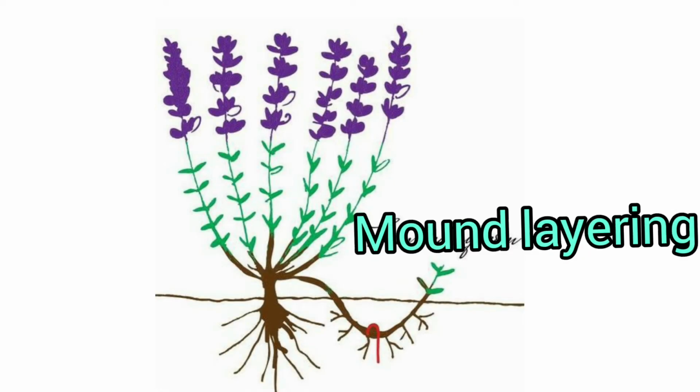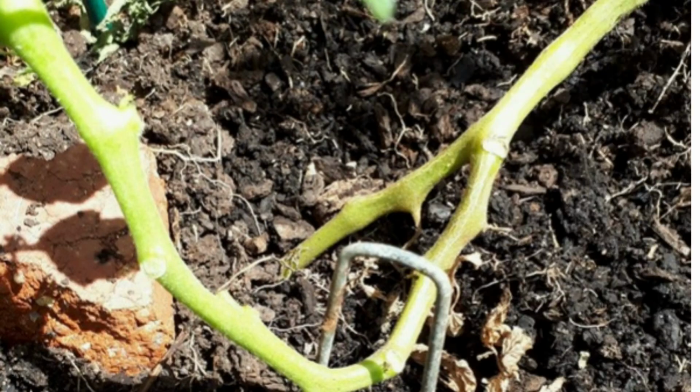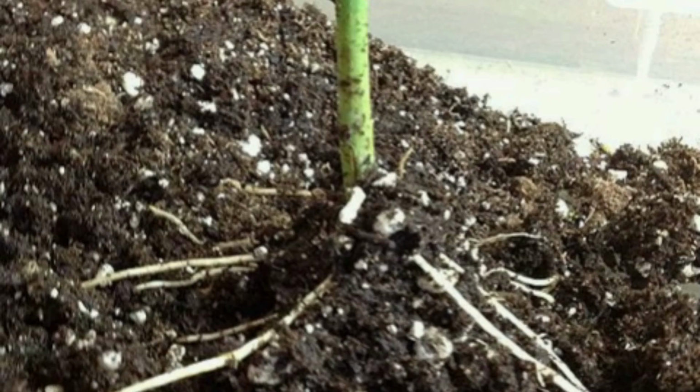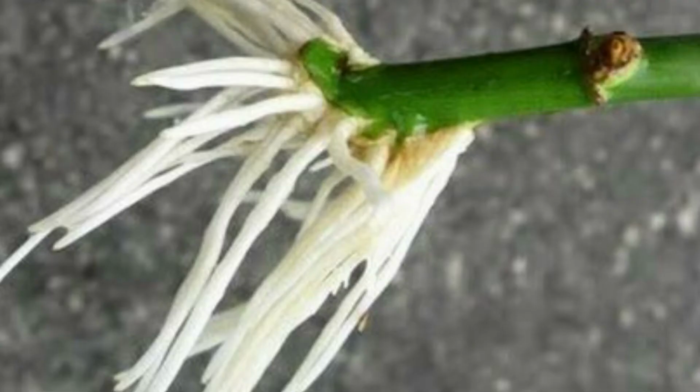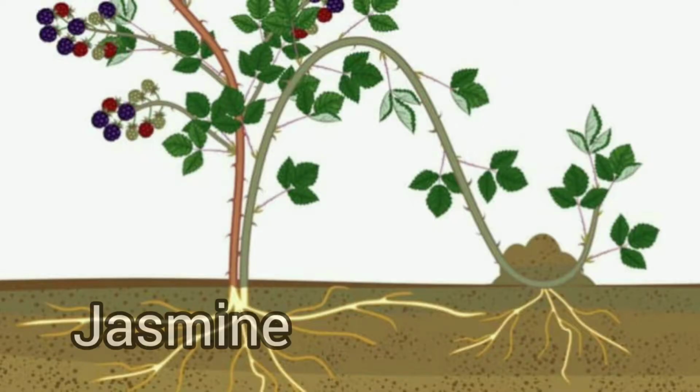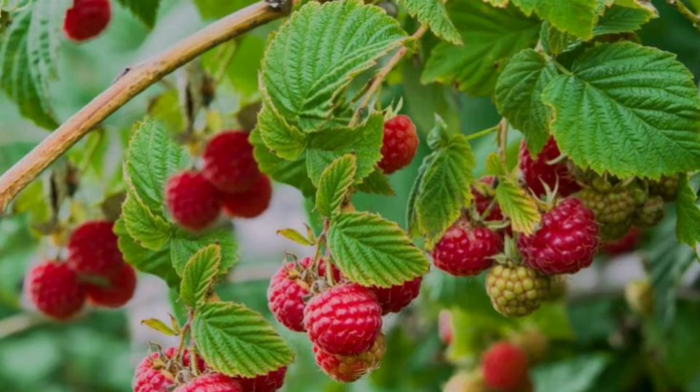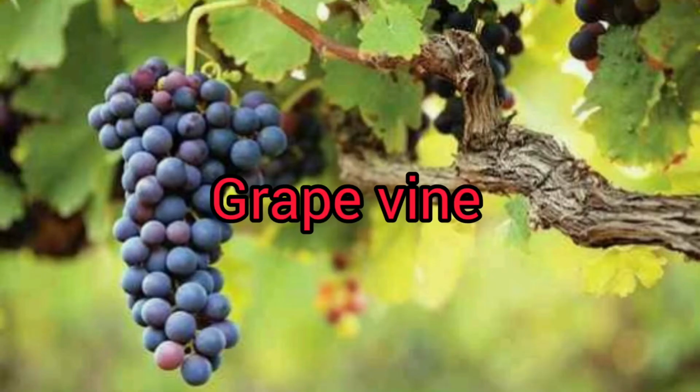Mound layering. It is induced by bending the lower branch to the ground and covering it with moist soil. The apical portion of the branch is left exposed in the air, which later develops into leaves. After some time, adventitious roots develop from the node, and these branches are cut from the parent plant and planted. They grow into new plants. Mound layering is practiced in plants like jasmine, raspberry, strawberry and grapevine, etc.